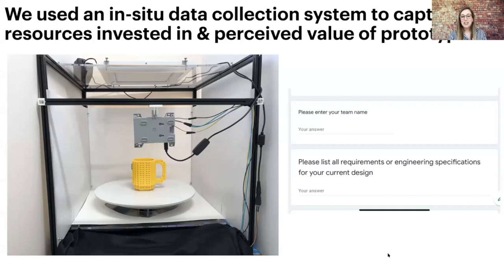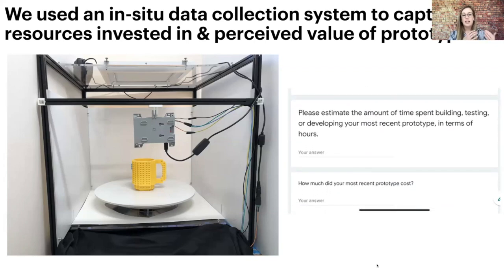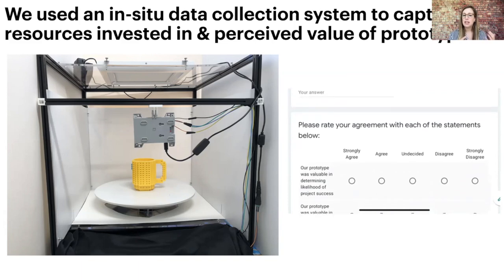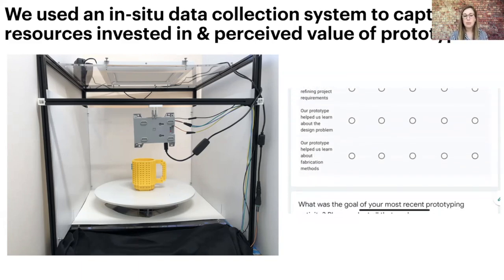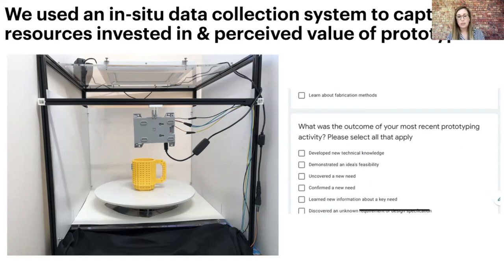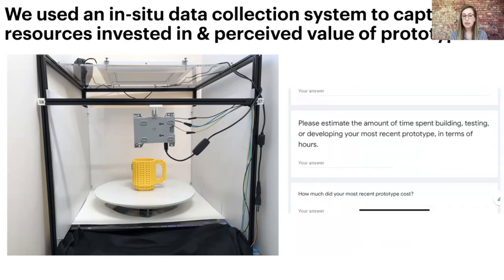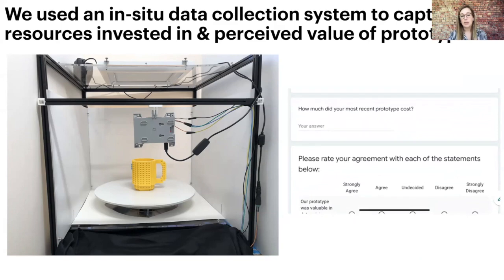As I mentioned earlier, it's inherently difficult to capture and quantify the value of design tasks, particularly in authentic or semi-authentic design settings. So what my lab did was we made the Archie system, which is shown on your left here, which is a real-time data collection unit that really quickly captures 360-degree images of prototypes, as well as design teams' perceptions of prototypes via a survey. And our survey specifically asked designers what the purpose of the prototype was, what the outcome of prototyping was, what they learned, right? If their requirement set was updated, and again, the time and cost of those efforts.